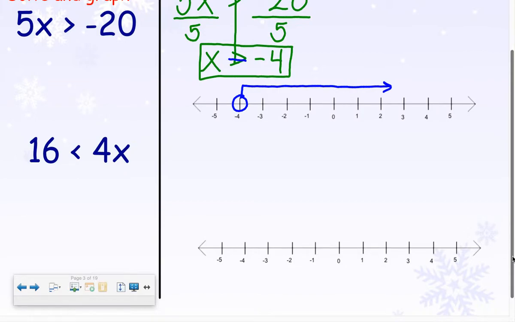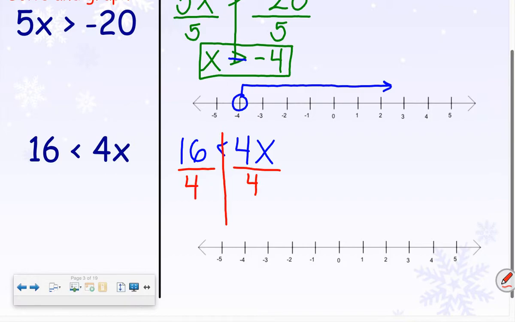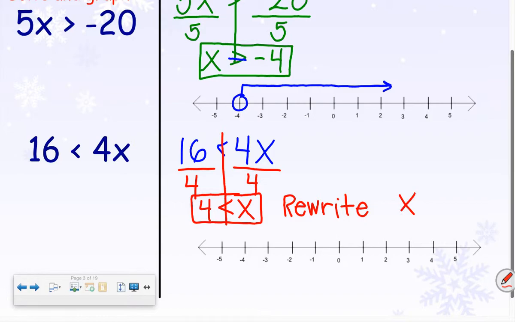All right, second one, 16 is less than 4x. So once again, I'll draw my train tracks. I need to get x alone, so divide both sides by 4. I'm dividing by a positive, so I don't need to flip anything. So here is my answer, but I need to rewrite this because we don't have the x on the left. And if I'm graphing, I always want the x to be on the left. So I'm going to rewrite it so the x is on the left, the 4 is on the right.